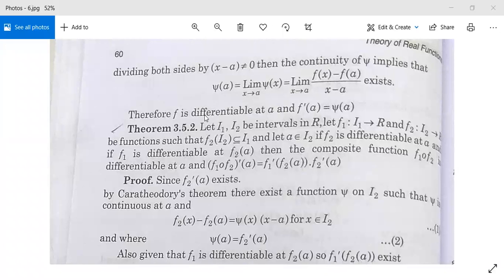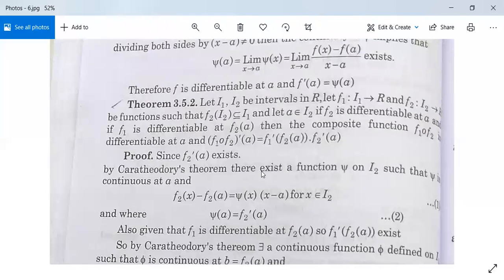Now this is your next theorem. Theorem देखो, let I1 I2 be intervals in R. Let F1 be a mapping from I1 to R and F2 be from I2 to R. Be functions such that F2 I2 is contained in I1. And let A belongs to I2 if F2 is differentiable at A and if f1 is differentiable at f2a, then the composite function f1 over f2 means is differentiable at a, and f1 composition f2 dash a is equal to f1 dash f2a into f2 dash a.